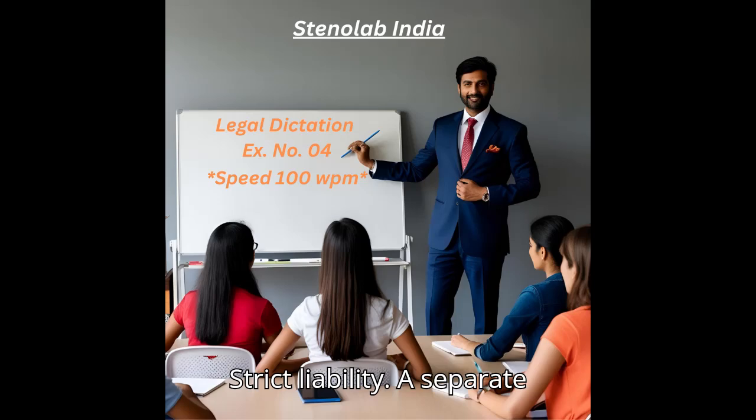Strict liability, a separate doctrine, imposes liability without a showing of fault. This doctrine is most commonly applied in cases involving abnormally dangerous activities, defective products, and ownership of wild animals. Under product liability law, a manufacturer may be held strictly liable if a product is defectively designed, defectively manufactured, or lacks adequate warnings, leading to consumer harm. Unlike negligence, strict liability focuses on the nature of the harm rather than the defendant's level of care.